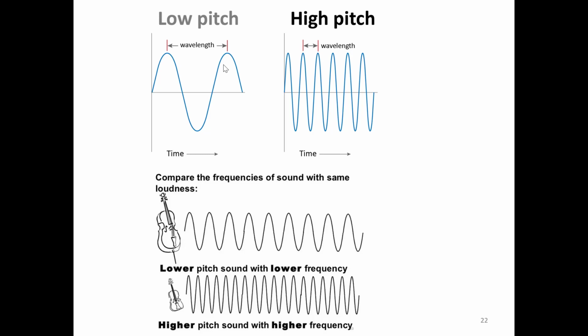And in this case, we are comparing the frequency of sound for two different instruments, and what happened is, because the amplitude is the same for both waves, then we know the intensity is the same. However, the pitch is different. In the first one, we have a lower pitch sound because we have lower frequency. But in the second one, we have a high pitch sound with higher frequency.